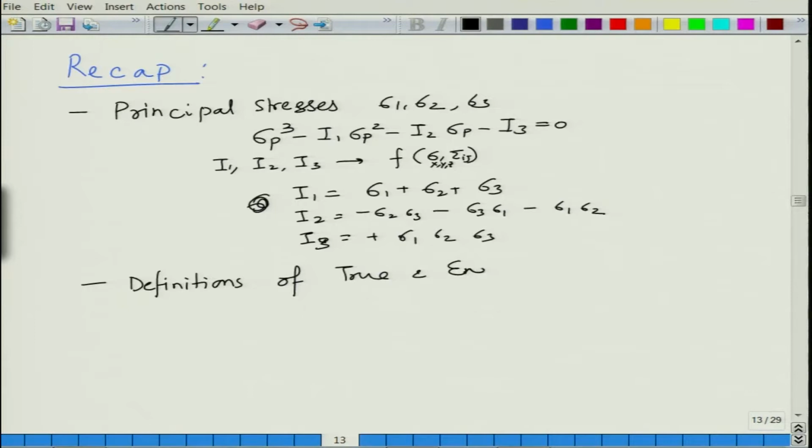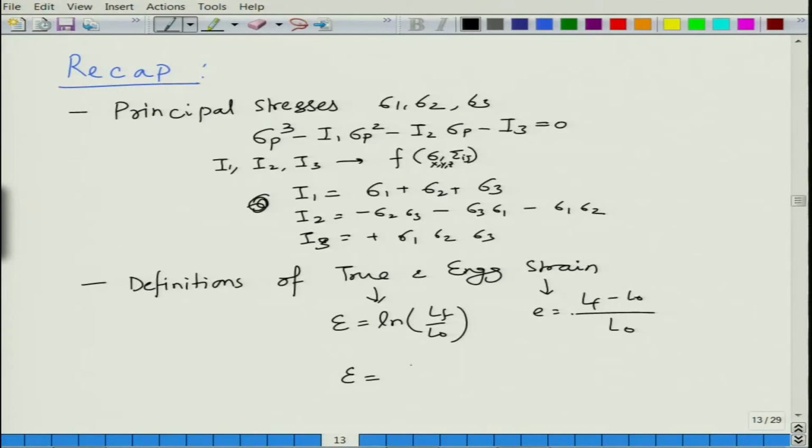true and engineering strain. True strain epsilon is ln of Lf divided by L naught, whereas engineering strain E is given as Lf minus L naught divided by L naught, and the relation between the two is epsilon is equal to ln of 1 plus E. And we also saw that the values of epsilon and E correspond well with each other at very small strains, generally below 0.01, but the moment you go to higher strains there is a strong divergence and E values are very different as compared to epsilon values.